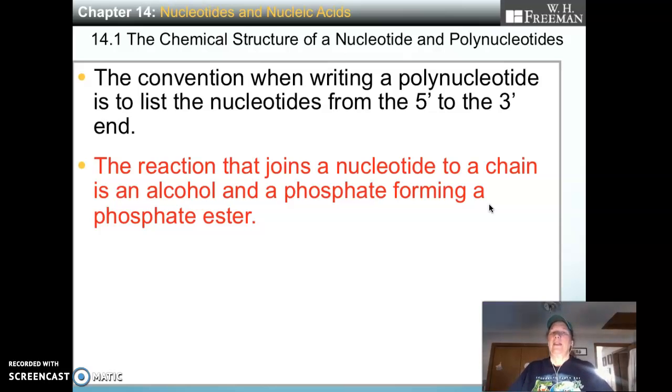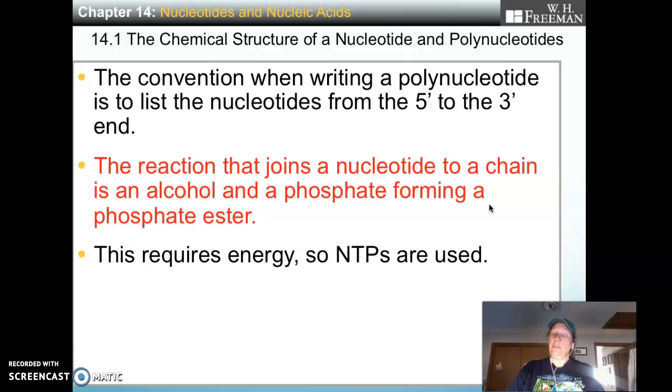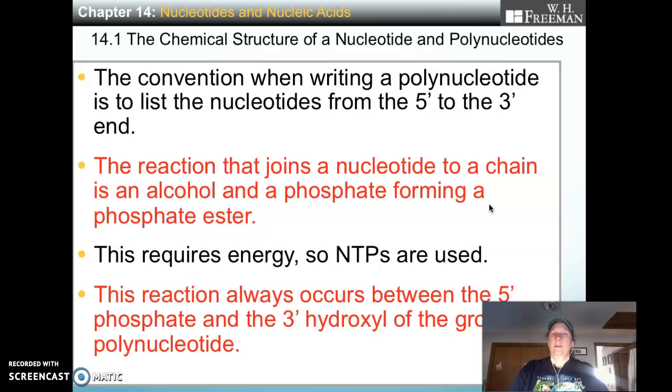Okay, they go from the number 5 prime carbon down, and then the other side would be the number 3. So they're opposite each other, and then they match up in the middle. If A is sticking out, then T is going to come in. If C is sticking out, G is going to come in. They're going to match up with their nitrogen base partner. Okay, they do need some energy, so ATP is going to be used. Okay, and again, the reaction occurs from the 5-phosphate to the 3-hydroxyl, and then they grow.